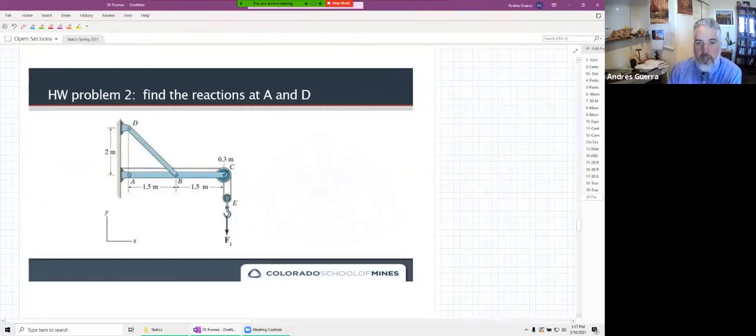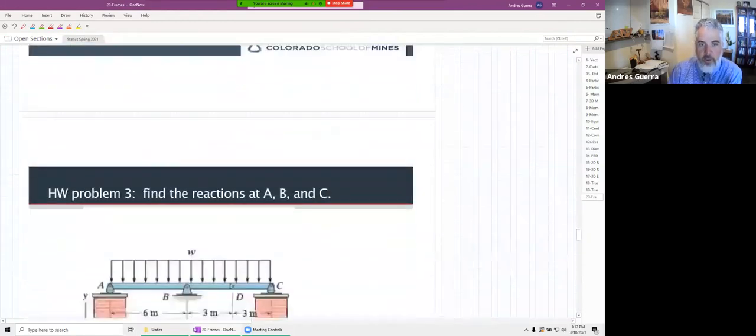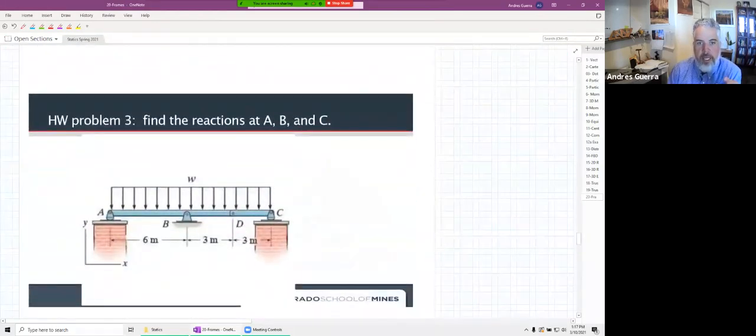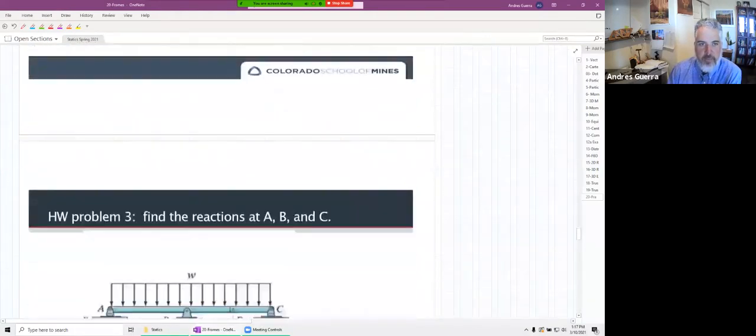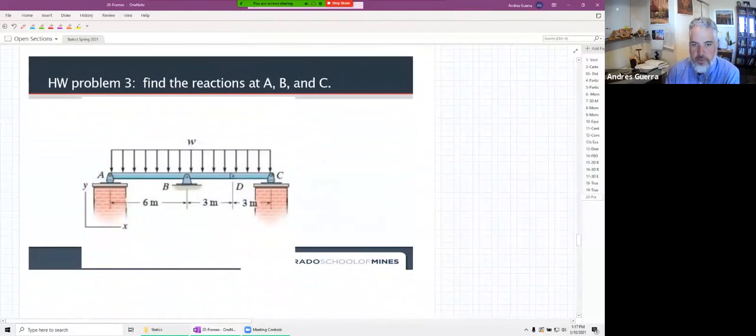Our second one, we're asked to find the reactions at A and D. I'm going to see some pulleys start showing back up. We'll talk about how we handle those. Notice again, there's two different rigid objects in that homework problem, and then homework problem number 3, two rigid objects, a little bit more stuff going on, and we're asked to find the reactions at A, B, and C.